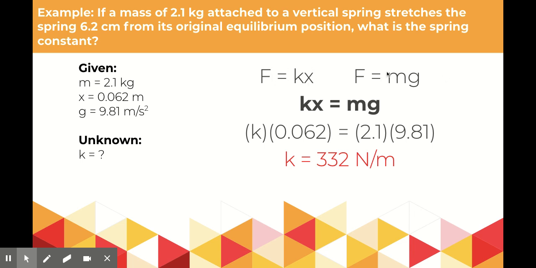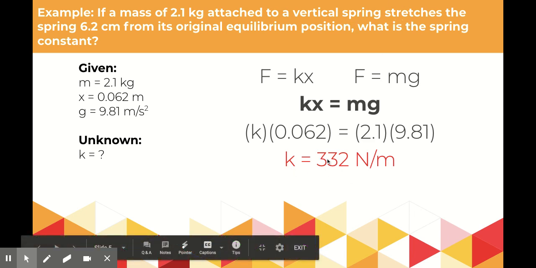So we have these two relationships. We know that force is equal to the spring constant times the displacement, and force in another sense is also the mass times gravity. Because of that, we can derive our own formula here and then substitute in our values to solve for K. K is the spring constant. We're going to have K times the displacement set equal to the mass times the gravity.